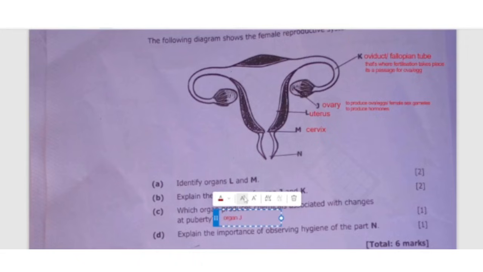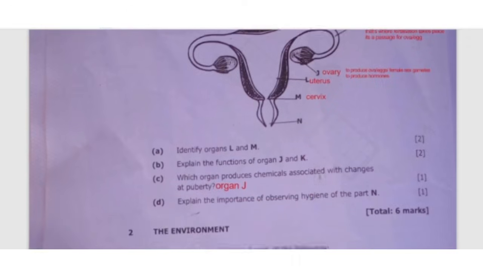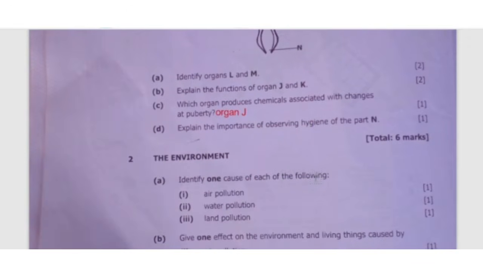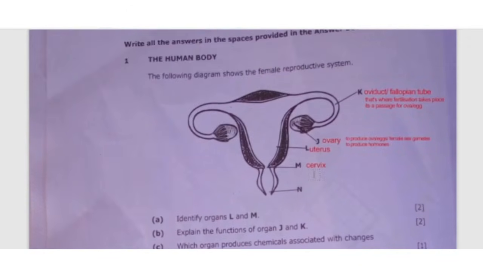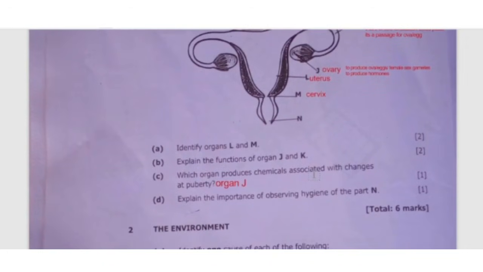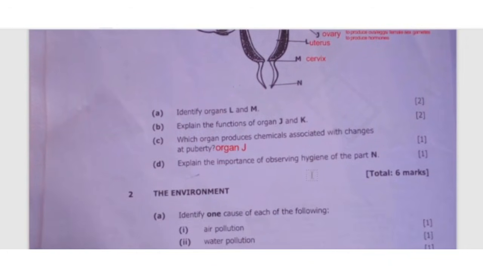Organ J is the one that is responsible for producing chemicals that are associated with puberty. Okay, we come to D, which is explain the importance of observing hygiene of the part N.